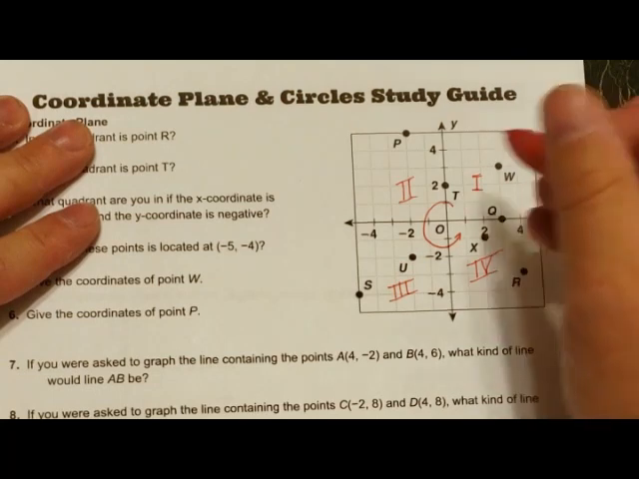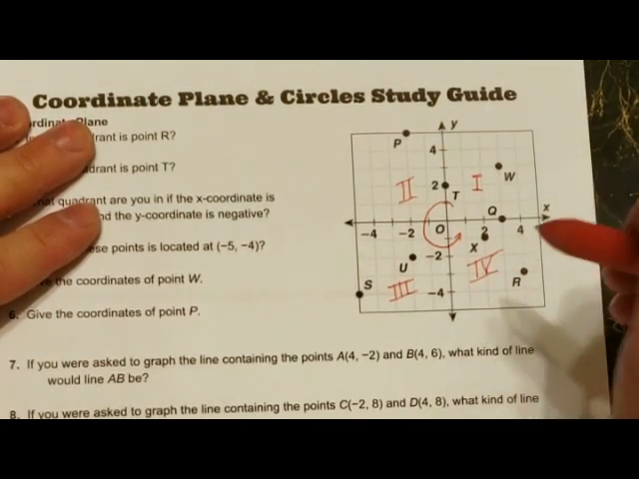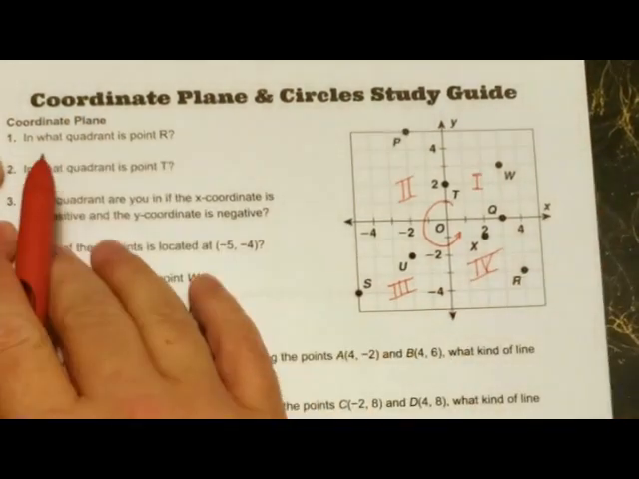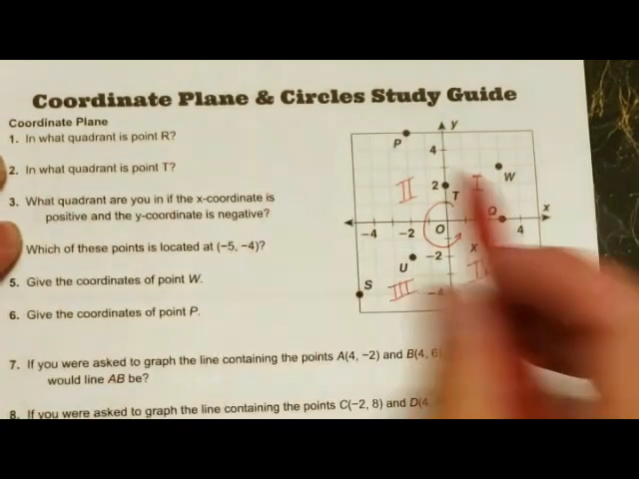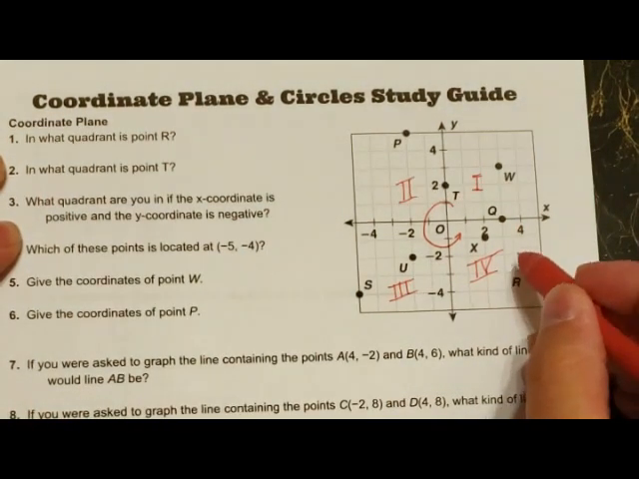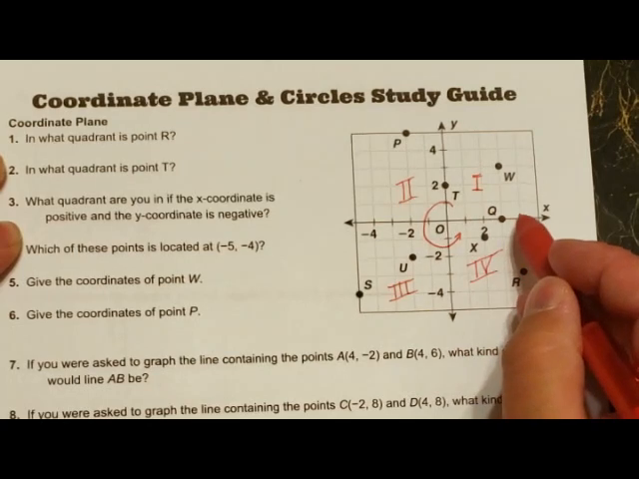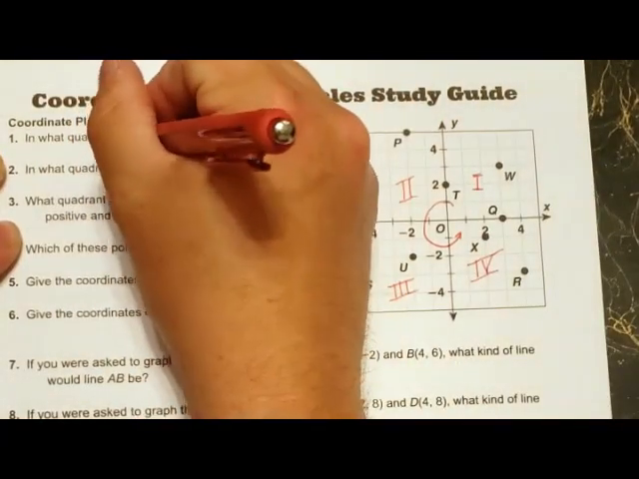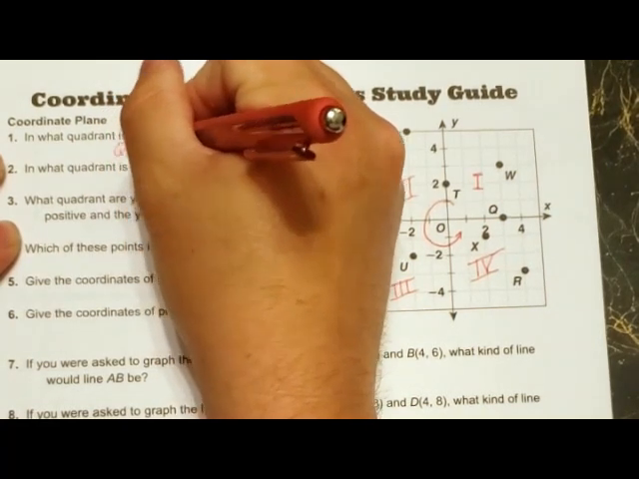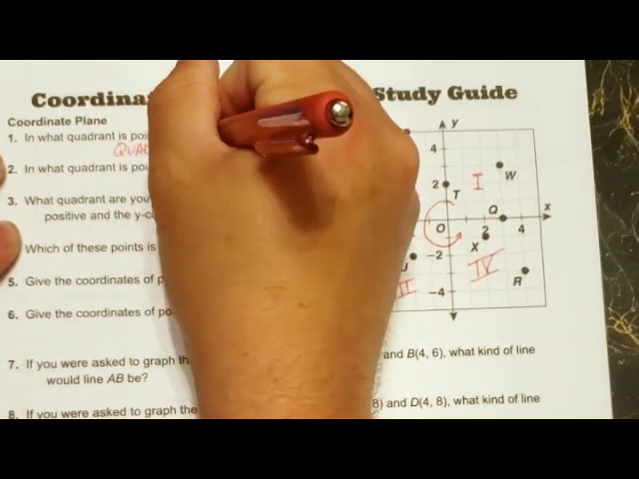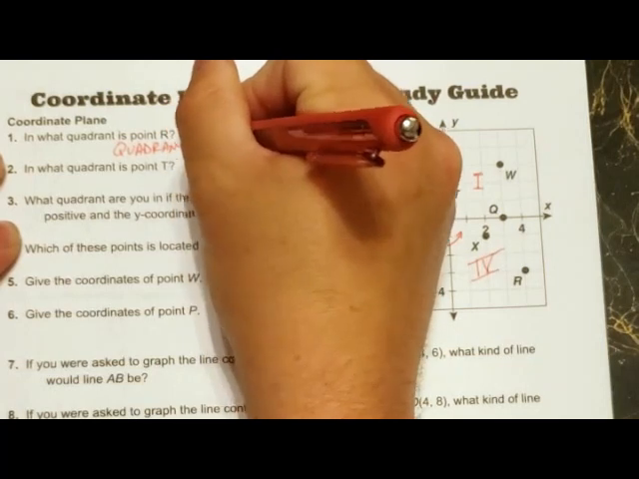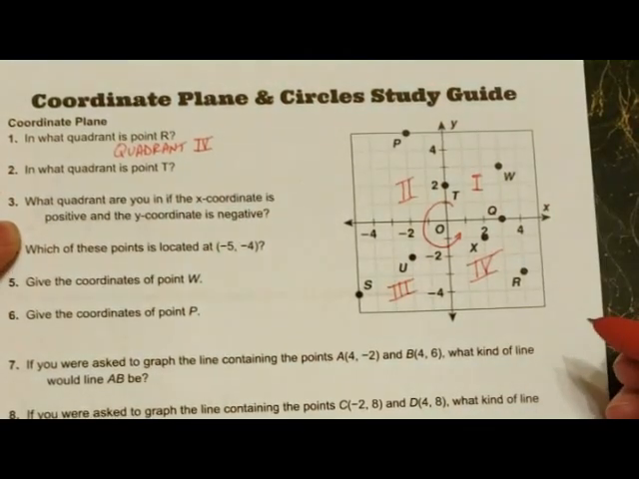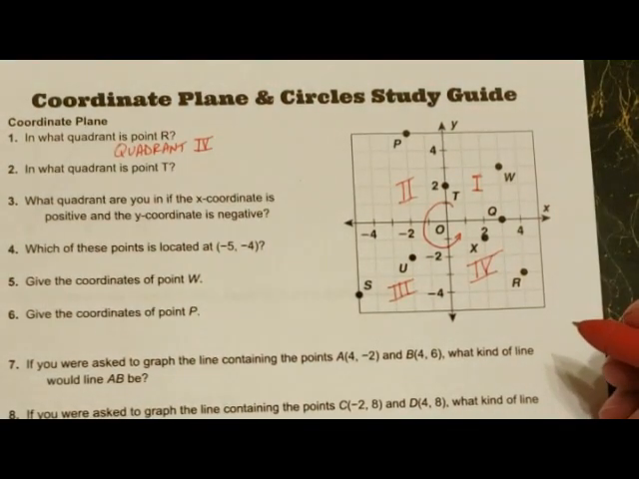Don't get quadrants mixed up with coordinates. All right, quadrants are the 4 quadrants. Coordinates are the exact location. So number 1 says, in what quadrant is point R? R is down here where it's your X's are positive but your Y's are negative. So it is in quadrant number 4.